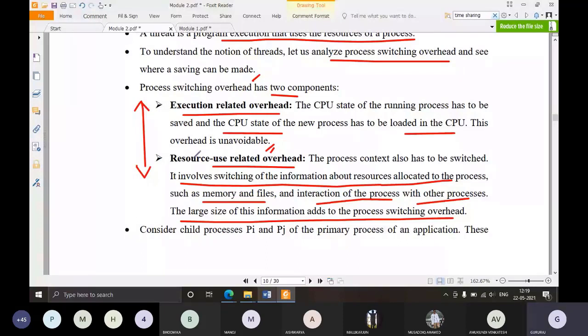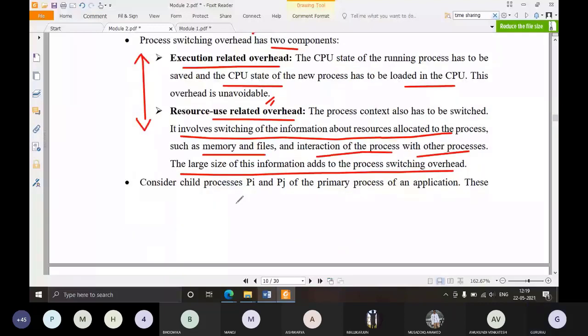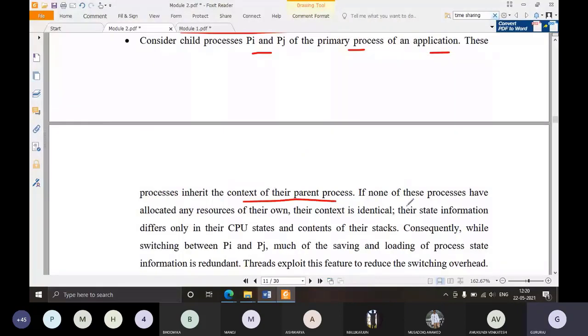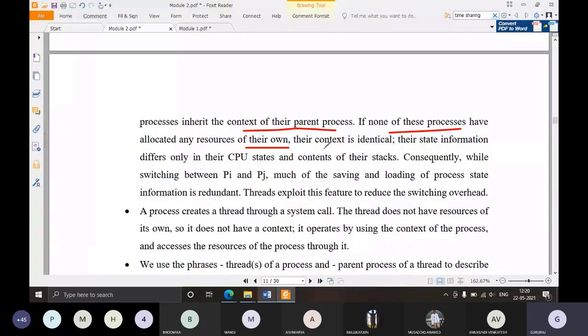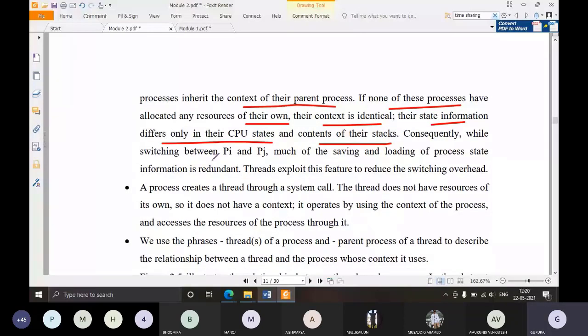Consider child processes PI and PJ of the primary process of an application. These processes inherit the context of their parent process. If none of these processes has allocated any resources of its own, their context is identical. The state information differs only in the CPU states and the contents of the stacks. Consequently, while switching between PI and PJ, much of the saving and loading of process state information is redundant. Threads exploit this feature.